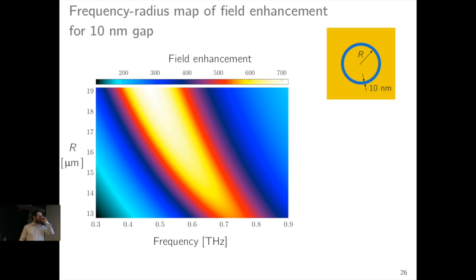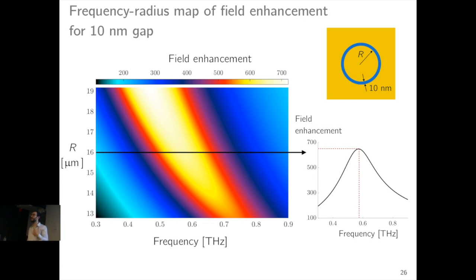So this is just a sample of results where we fix the gap to be 10 nanometers, and then we study the field enhancement as a function of the frequency and the radius. This, as you can imagine, instead of just having a single simulation, you just have now this map of simulations, which allows us, for instance, to track the position of the resonance. And this can be quite interesting from the design perspective. But let me take that one step further.